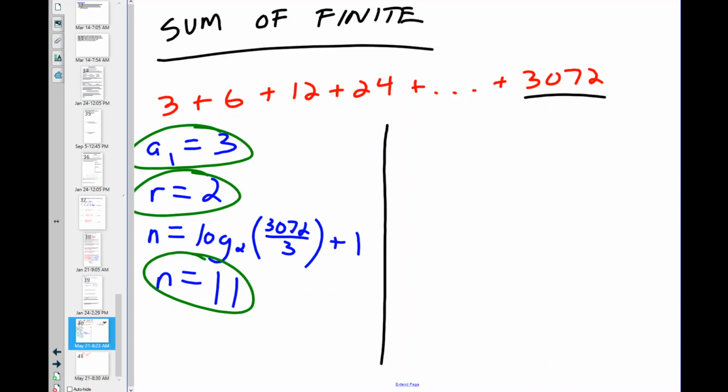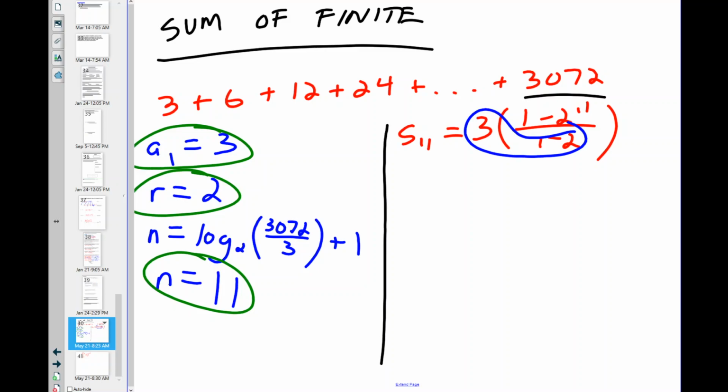But this is a shorter way of doing that. So the sum of these 11 numbers is the first one, which is 3, times 1 minus the common ratio, which is 2 to the 11th, over 1 minus 2. I'll use my super awesome math skills. I know 1 minus 2 is -1, and 3 divided by -1 is -3. So if you want to minimize what you're putting into the calculator, you can just do that. You get the same thing: -3 times 1 minus 2 to the 11th.